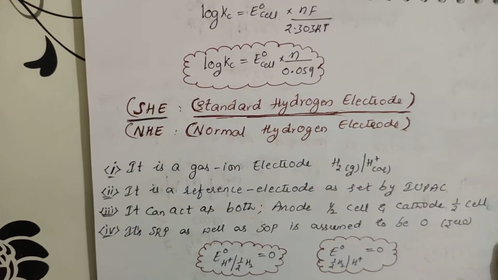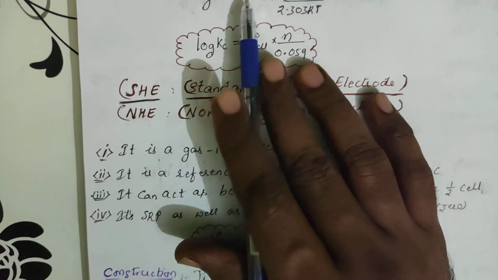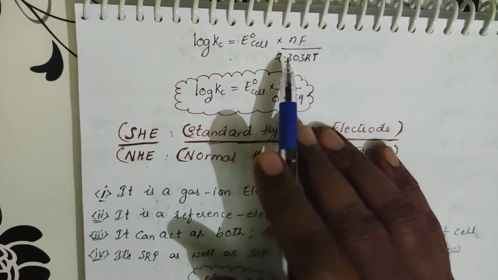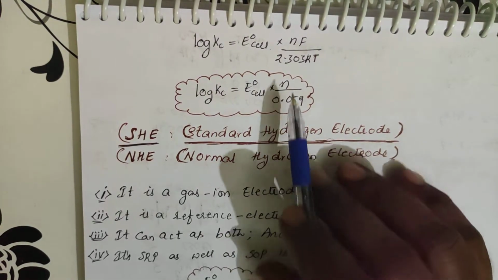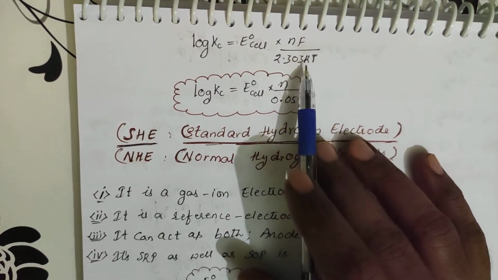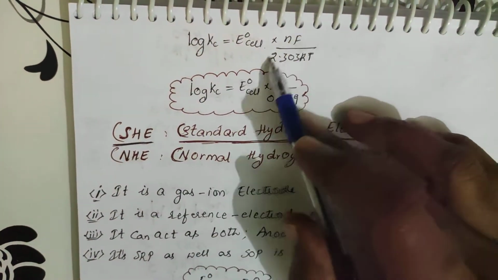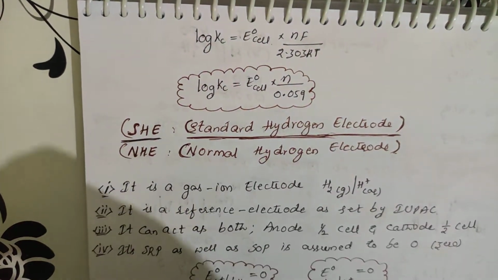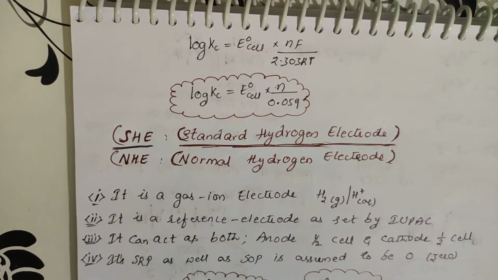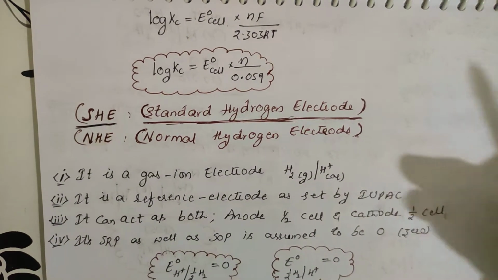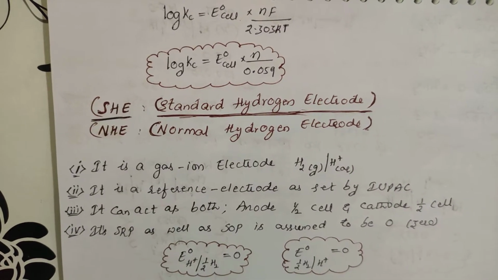And if you solve for the value of log Kc, it will be equal to E naught of cell into NF by 2.303 RT, and you all know that 2.303 RT by F is equal to 0.059. So in place of this, if you keep that, log Kc will be equal to E naught of cell into N by 0.059.